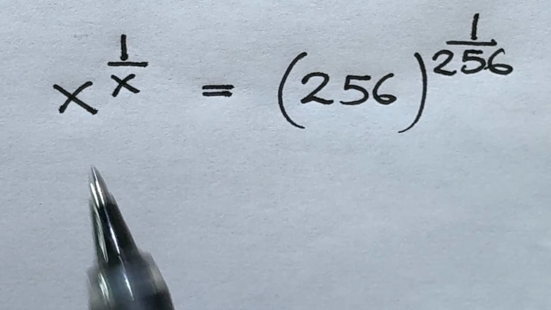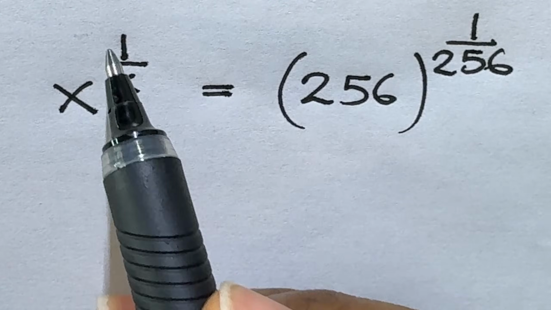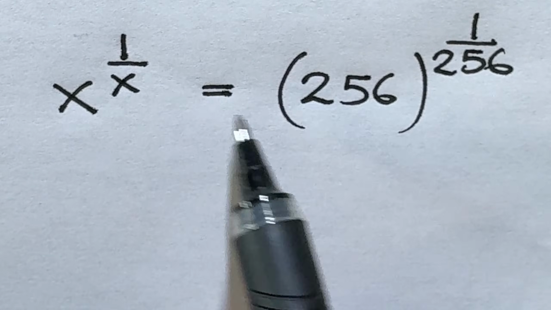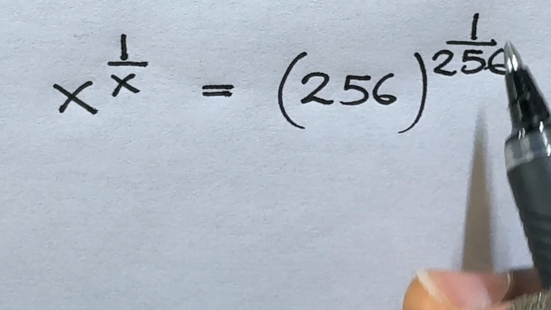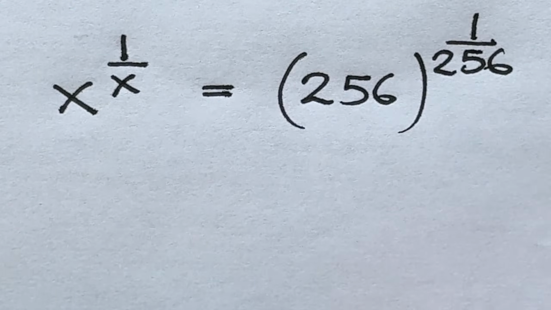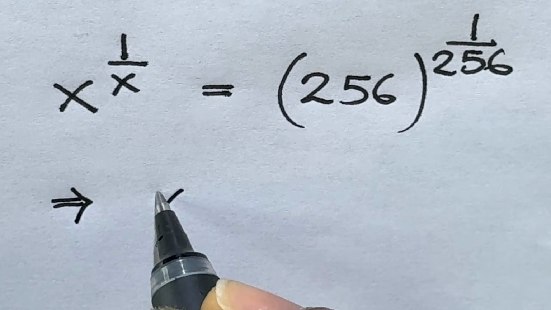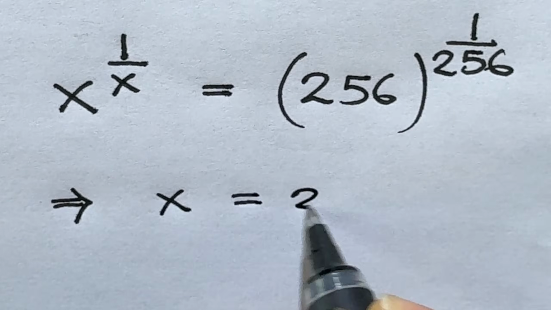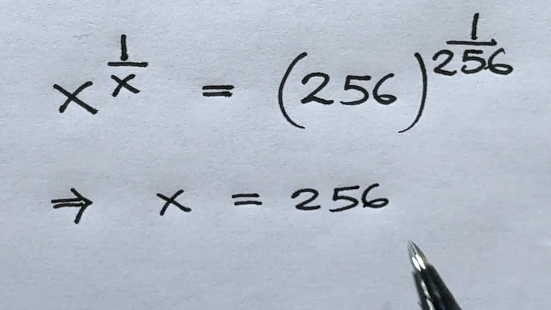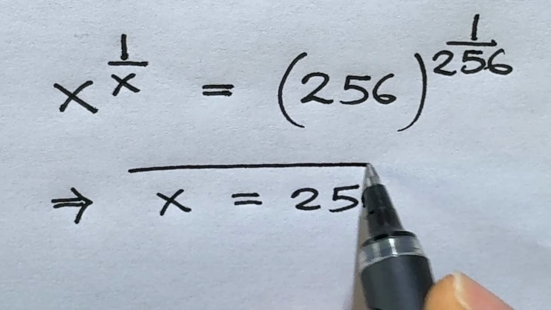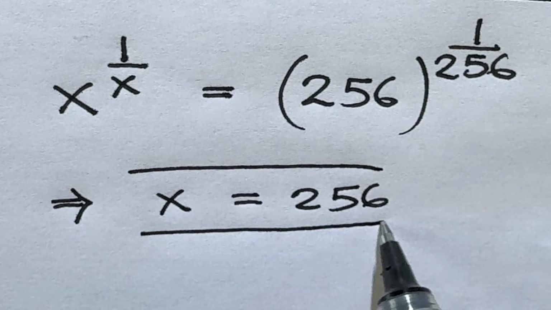Looking at the equation closely, we have x raised to power 1 over x is equal to 256 raised to power 1 over 256. We can then conclude that x is equal to 256. This is our final answer to this problem.